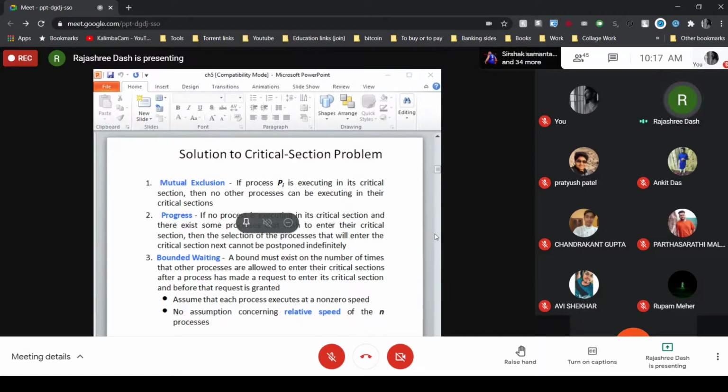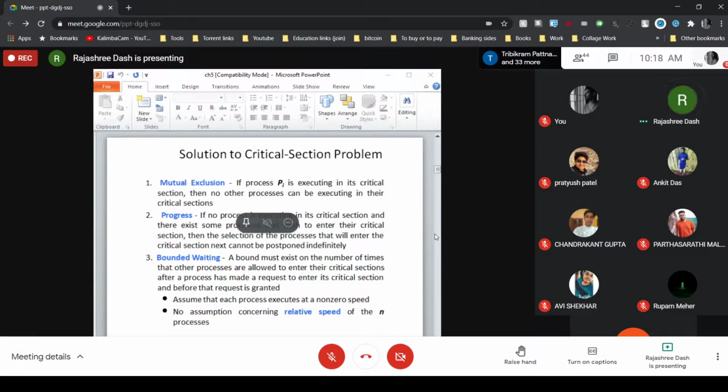Without bounded waiting there will be starvation. The process may wait for a longer period of time and never enter its critical section. So there should be a bound that between the request and the request being granted, only this many processes can be allowed to enter the critical section.